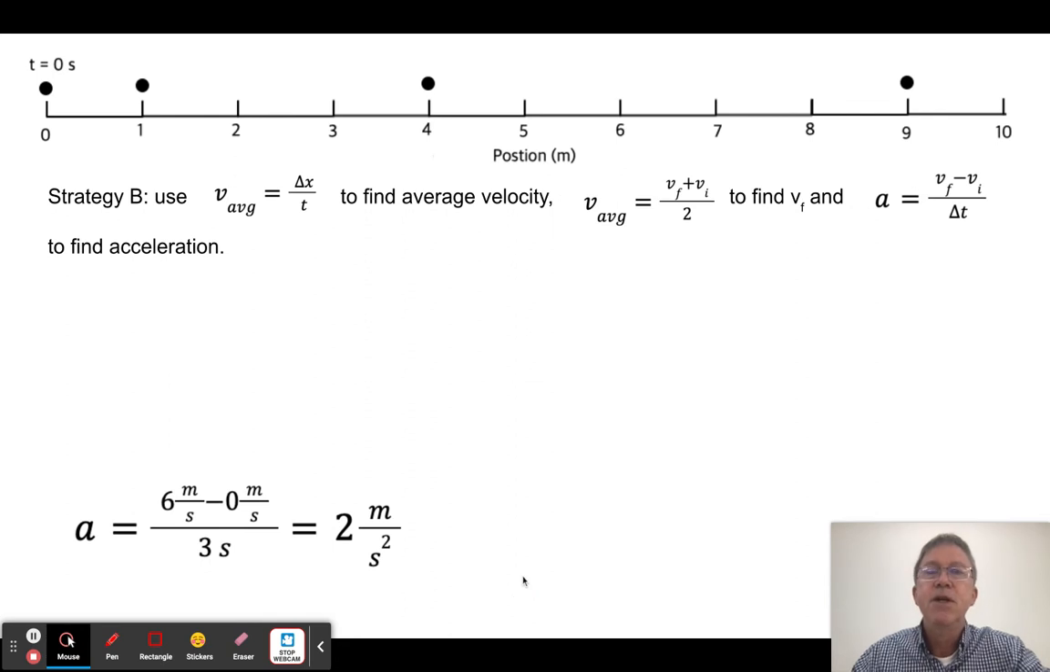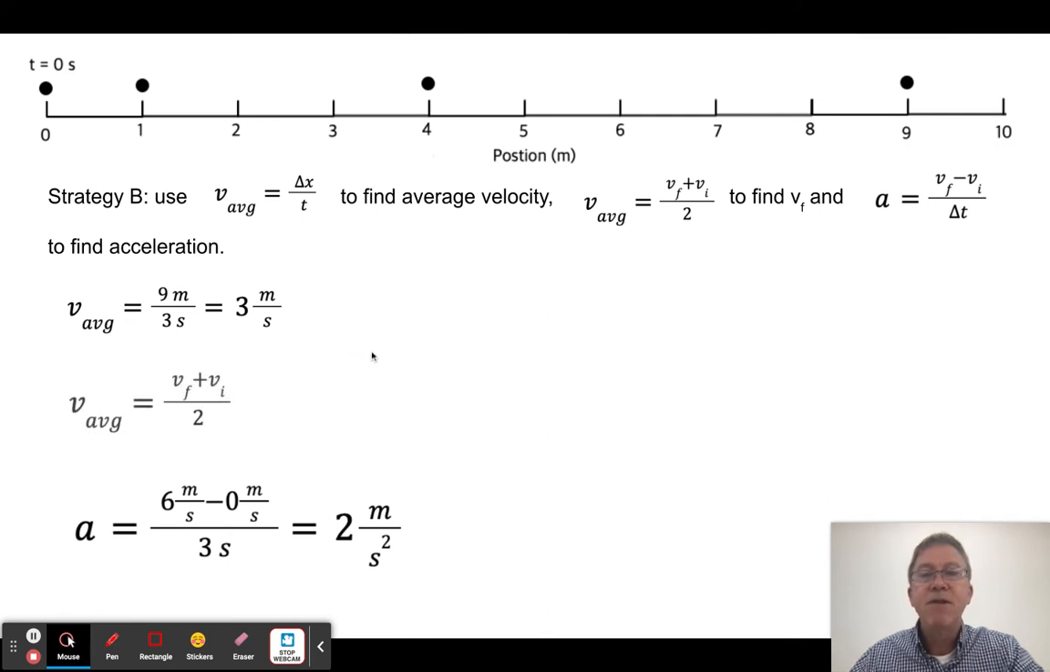Let's try another way. Strategy B would be to take the V average for the entire duration, and I'm going to use this equation. Since I know it started from rest, I was told that, then I can use this one here where the average is V final plus V initial divided by 2, which will give me the V final. Let's just try that. The V average: it went a total of 9 meters. It took a total of, here's T equals 0, 1, 2, 3 seconds. So the average velocity all the way across here is 3 meters per second.